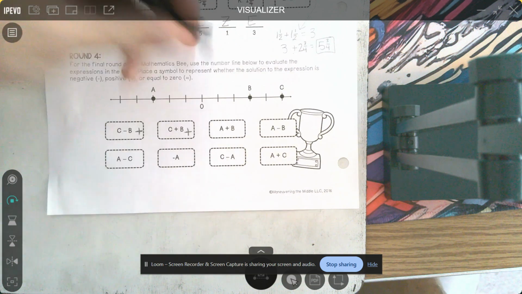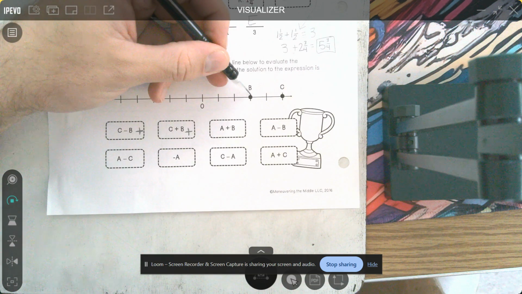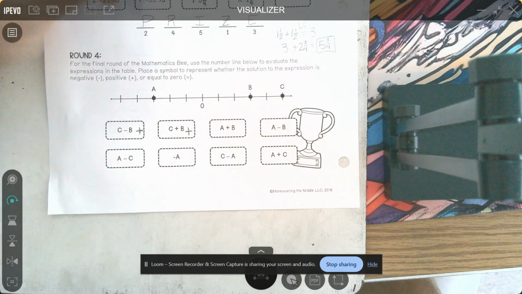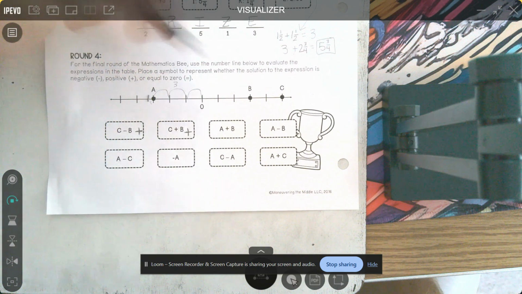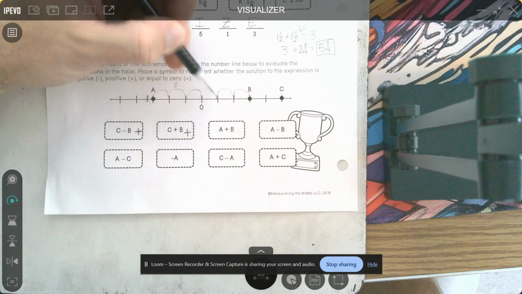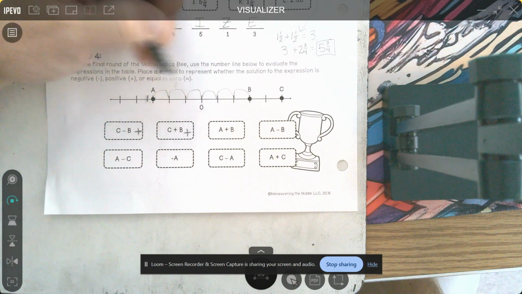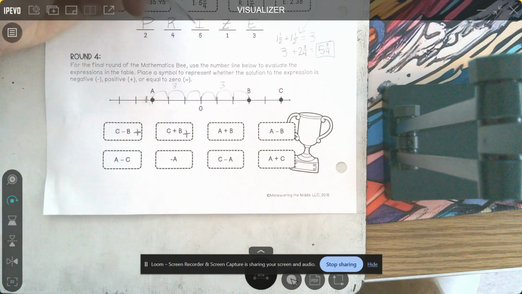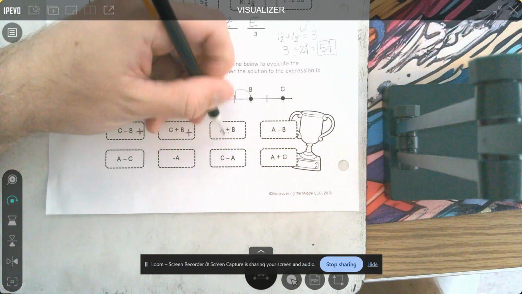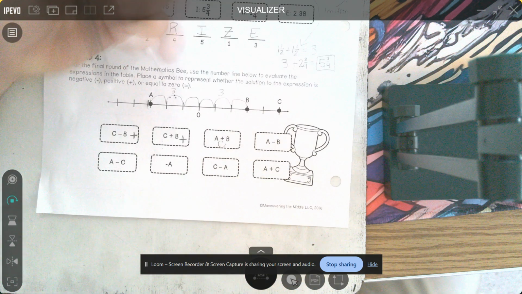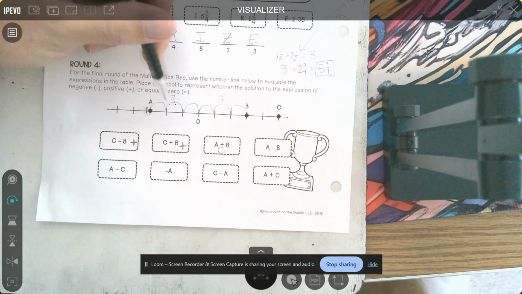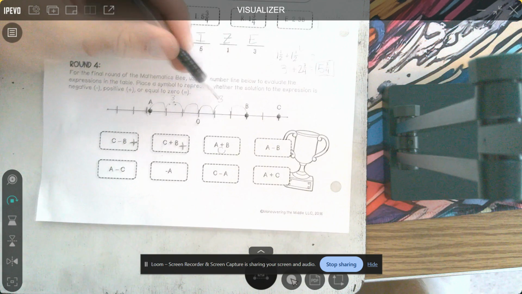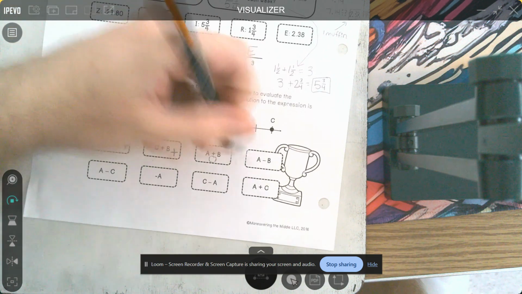A plus B. A is negative, B is negative. Let's see how far away they are from each other. A is 1, 2, 3 away from 0. And B is 1, 2, 3 away from 0. So if we add them, they're opposites. Adding the opposite results in 0. A minus B. A is at 3. B is at 3. If we subtract them, we get 0.